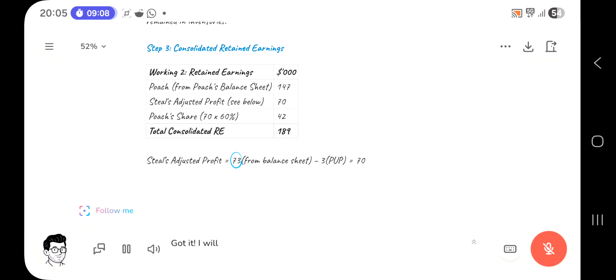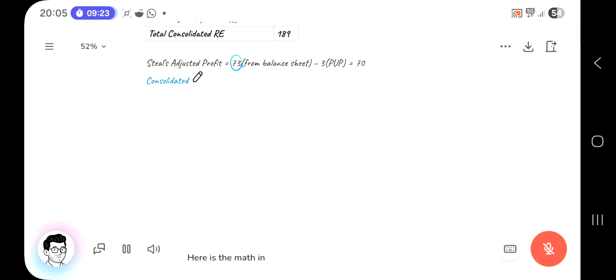Got it. I will make sure every step has a clear equation right above the numbers so you can see the logic. Let's formalize that retained earnings step first. Here is the math in action using the numbers from your notes.